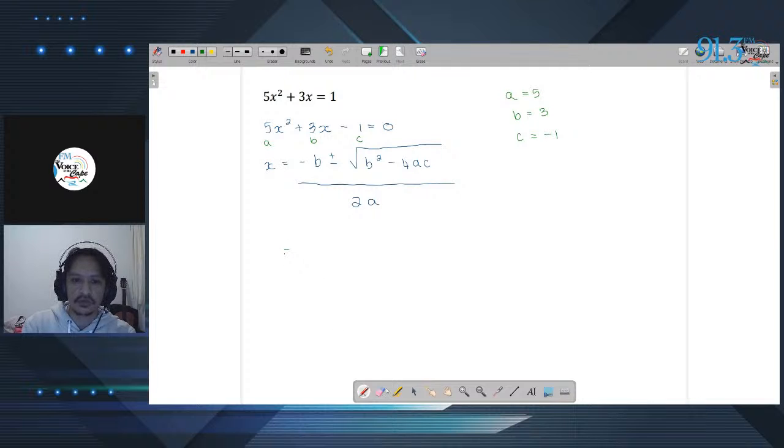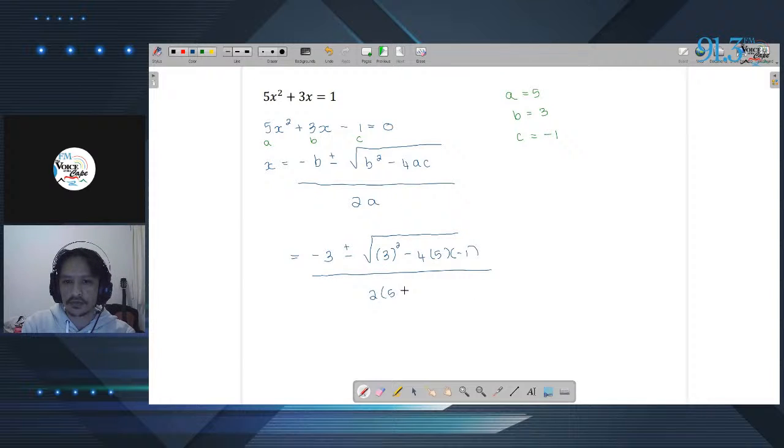And so this is equal to, let me just use a different color. Let me go back here. Here we go. And this is equal to, so b is 3, so we can say negative 3 plus minus the square root, b squared is 3 squared, minus 4, a is 5, c is negative 1. And this is all over 2 times 5.